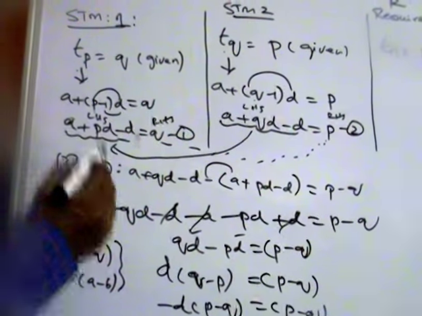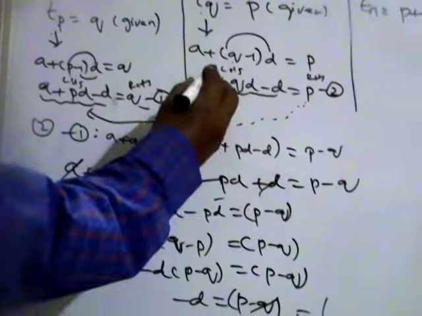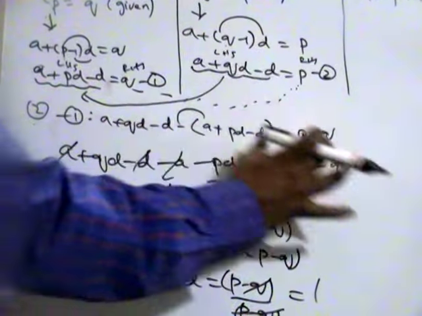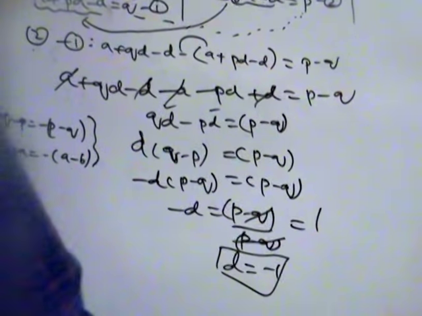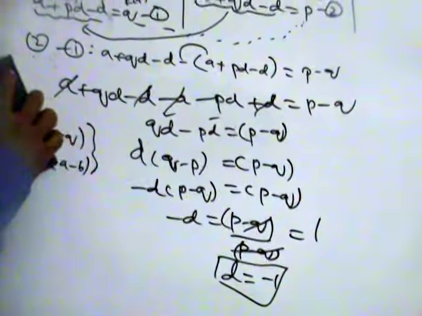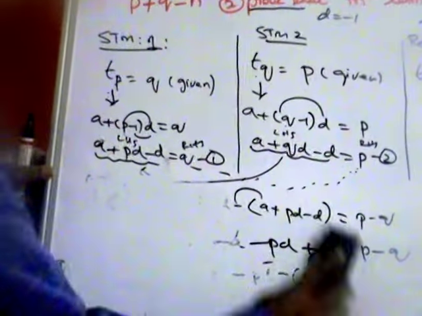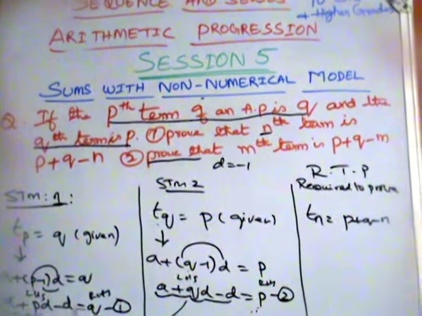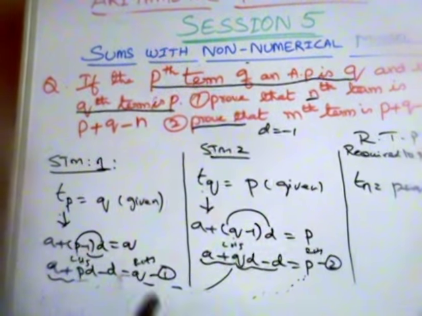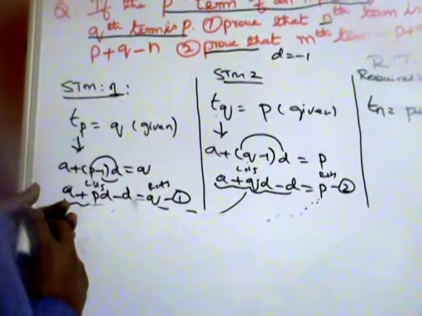You have to subtract the first equation from the second equation. So you subtract the left hand side separately, you subtract the right hand side separately, and you get D equal to minus 1. Next you have to find A. To find A, you can substitute in equation 1 or 2, or you can take 1 itself.